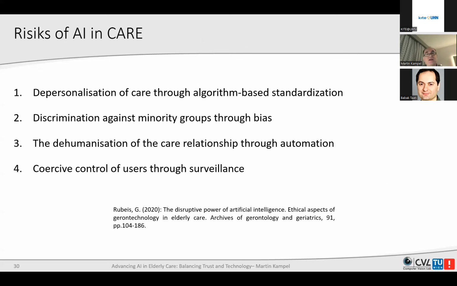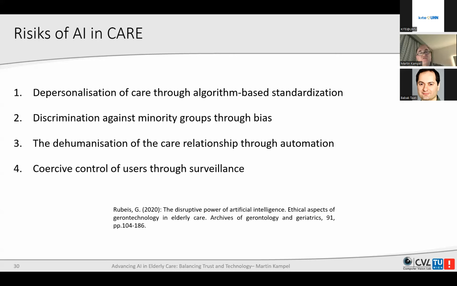So what are the risks of AI in care? Of course, it's the depersonalization of care through algorithm-based standardization. We know the problem of standardized approaches: we might have a situation where people are not approached personally at all. Then there is discrimination against minority groups through bias. I showed you just one image on fall detection. We spent many years in that domain, but if you ask me whether it really works for people with wheelchairs or walking aids, I have to say, yes and no. There is definitely a bias towards specific groups of people.